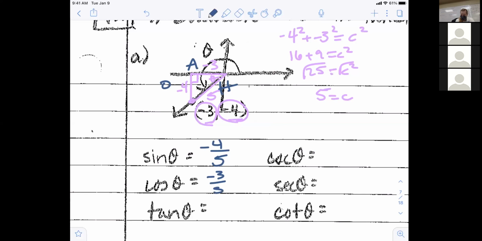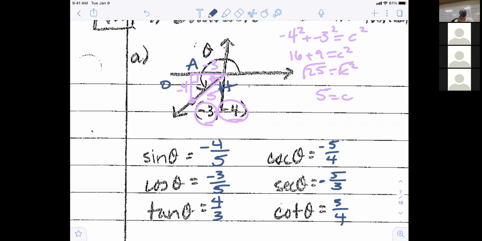What's my cosine? Perfect. What's my tangent? 4 over 3. Why is it not negative, Brooke? They're both negative. Very good. Now we flip everything. Cosecant is going to be -5 over 4. Secant is -5 over 3. And cotangent is 3 over 4.